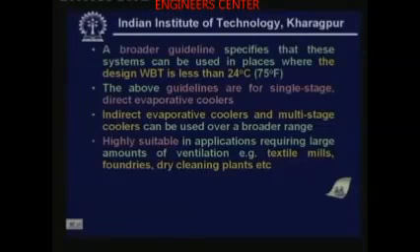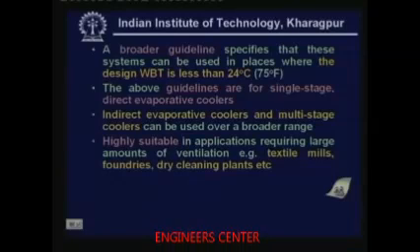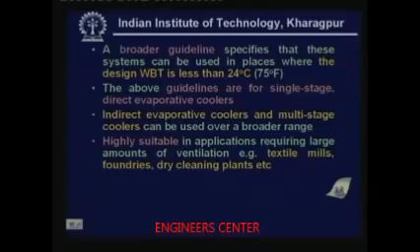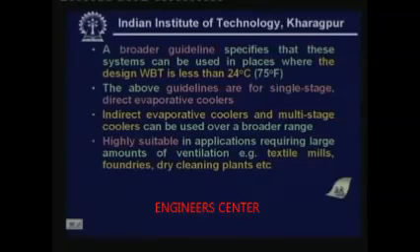And these systems are highly suitable in applications requiring large amounts of ventilation. Okay, there are many applications such as textile mills, foundries, dry cleaning plants, etc., which require a large amount of ventilation, and here you cannot provide full comfort, but even if you can provide a partial comfort, that is more than welcome. So, in such situations you can think of using evaporative coolers, which will give you a very cost effective solution. Okay.